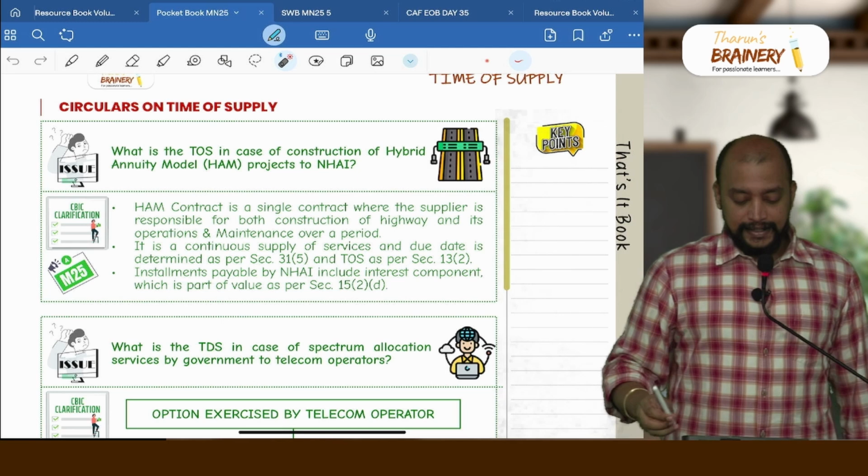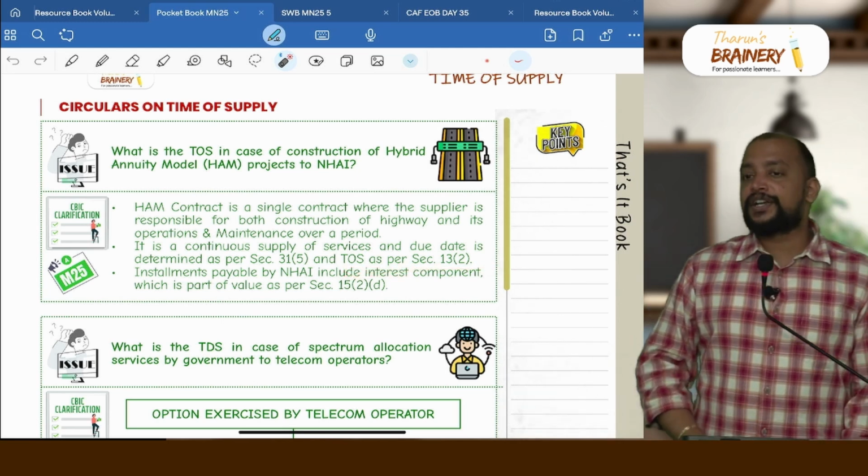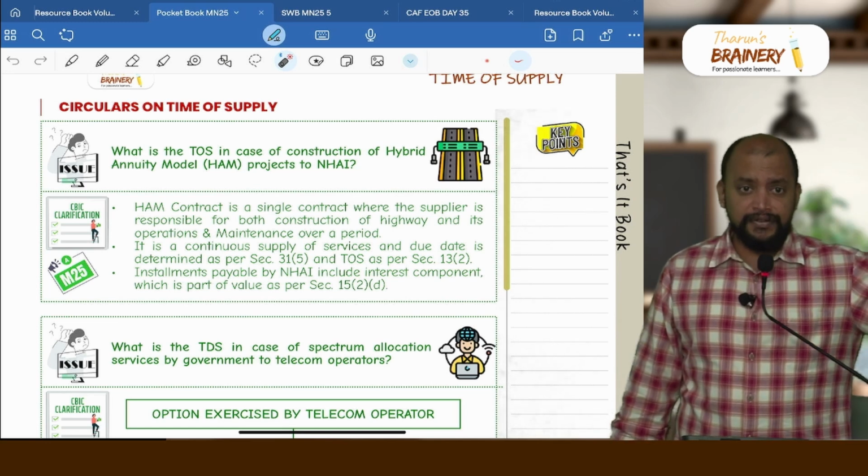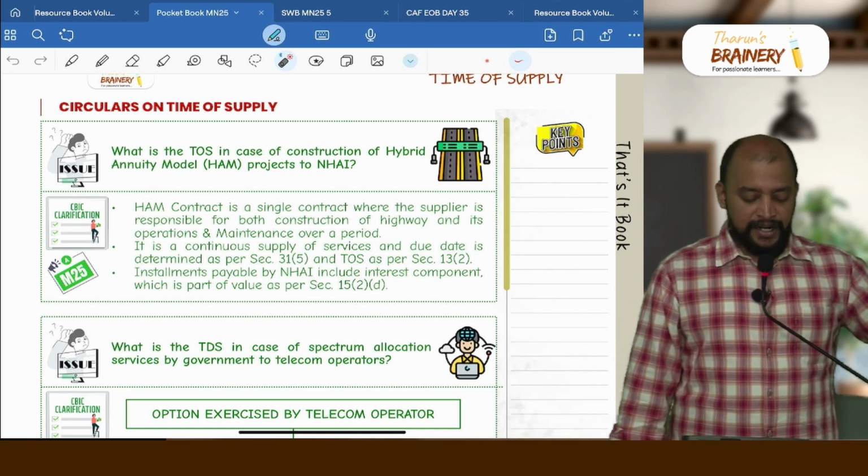Then next, the time of supply will be as per 13(2). If the invoice is given within the due date, it is the invoice date or payment date, whichever is earlier. If the invoice is not given within the due date, it is the completion date or payment date, whichever is earlier.